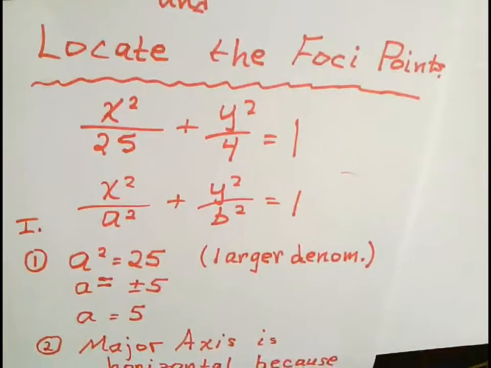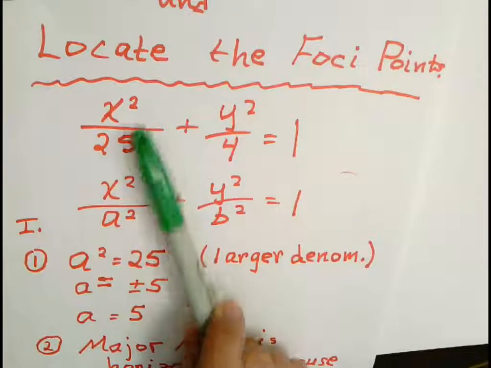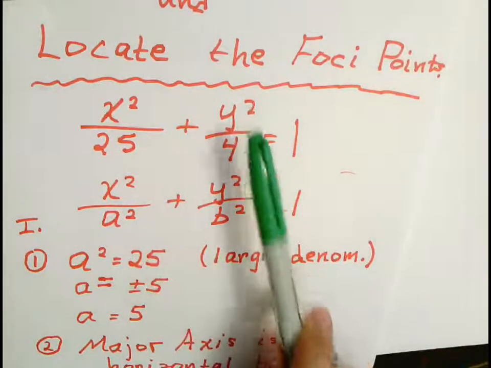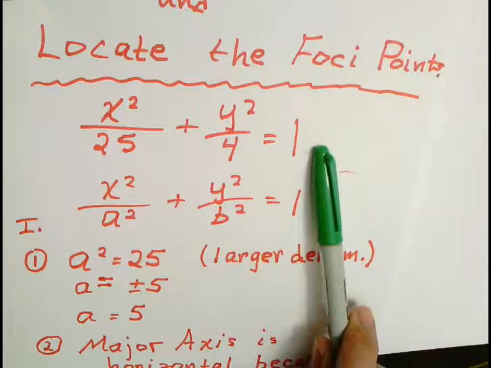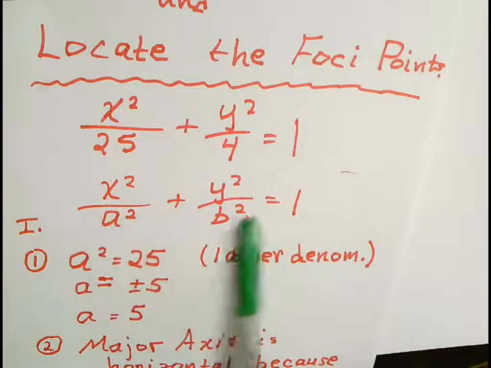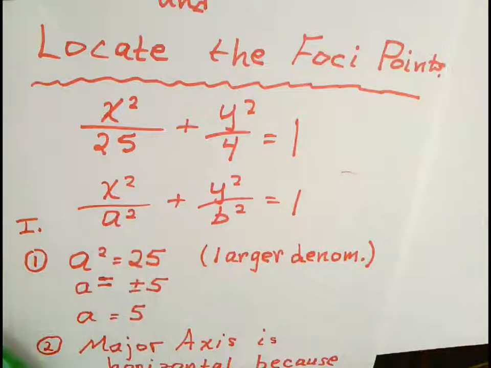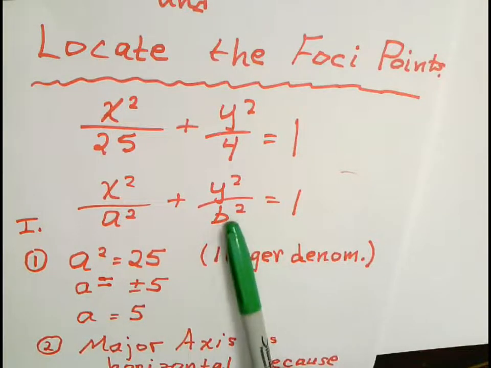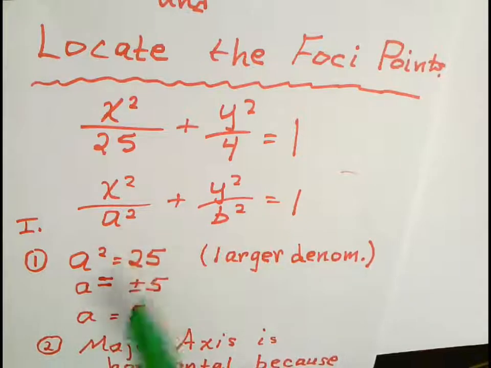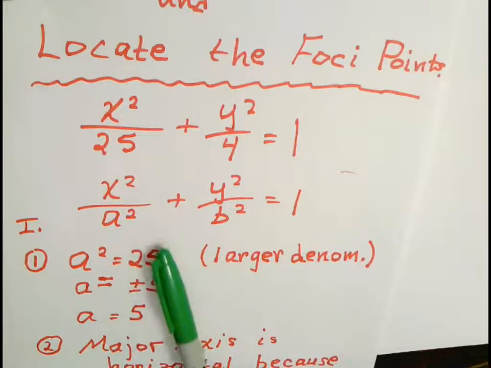Okay, the next problem that we had, day 2, was where we had to find the foci points, or sometimes we just say focus points. So here, we started off with x squared divided by 25 plus y squared divided by 4 equals 1. And see, this is our standard form right here, where you have the a squared in the denominator and the b squared in the denominator. And remember, the a squared is always the larger denominator, okay?